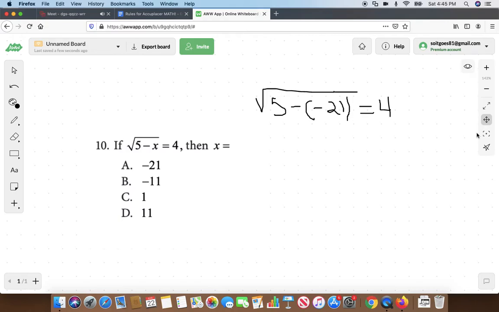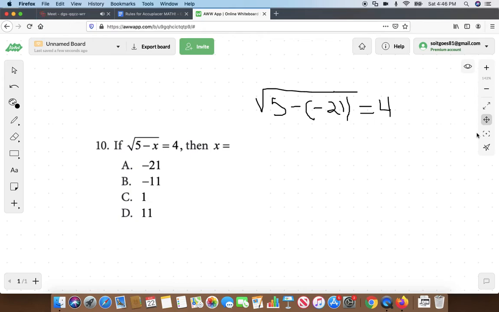You know what that is? 5 minus 21 would be negative 16. But this isn't going to be negative. When you take away a negative, when you subtract a negative, you're adding.